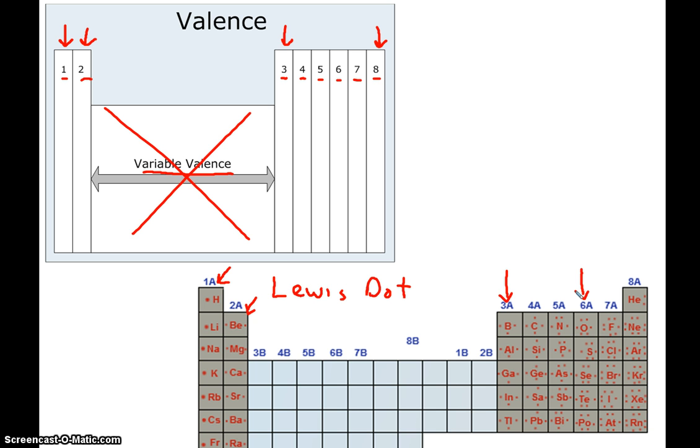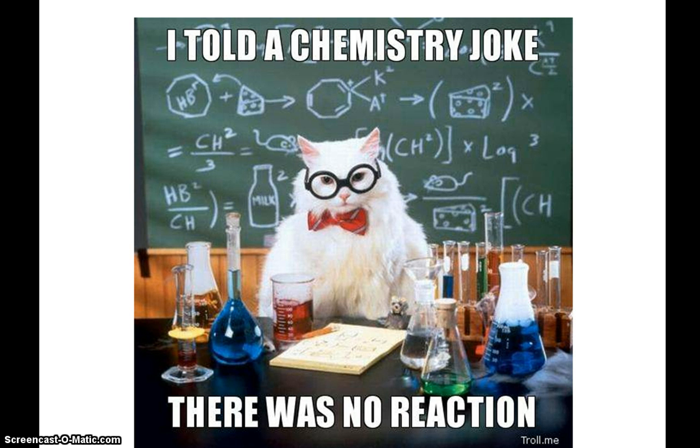Now you should be able to take a periodic table and any element you want and tell how many valence electrons, how many outer shell electrons, it has. And that's where we'll end for today.